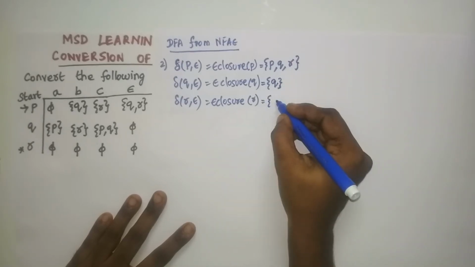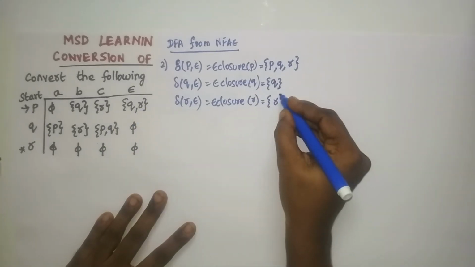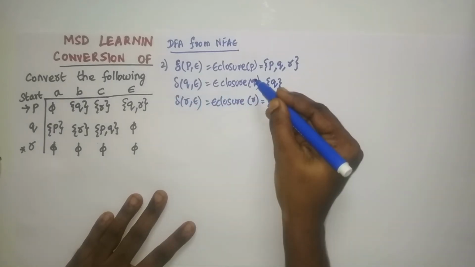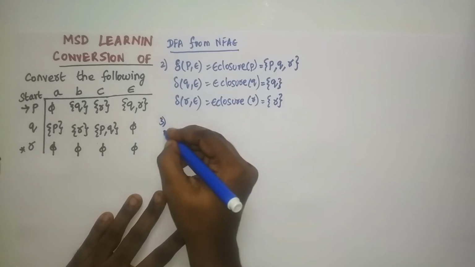Now coming to epsilon closure of R, then R on epsilon goes to empty. So epsilon closure of R is only R. So here the second step is to find the epsilon closure of all the states. Now from the next step we are going to create a DFA machine.